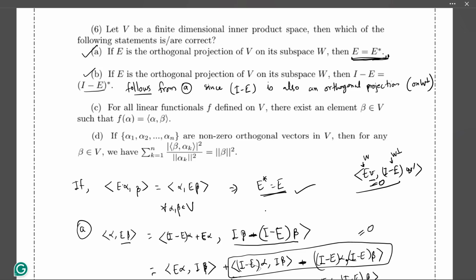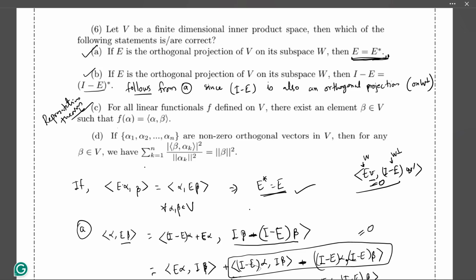Now let's go for C. For all linear functionals f on V, there is a beta element of V which represents f. This is correct. Representation theorem. So this is also correct. Part C, okay, this is just a theorem.